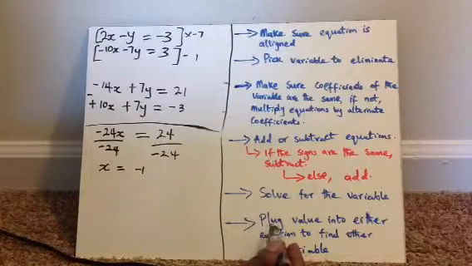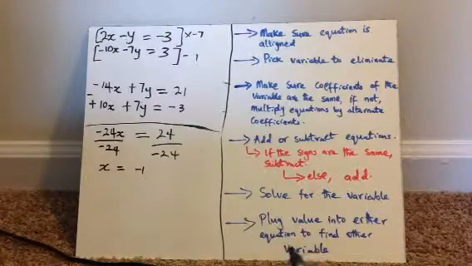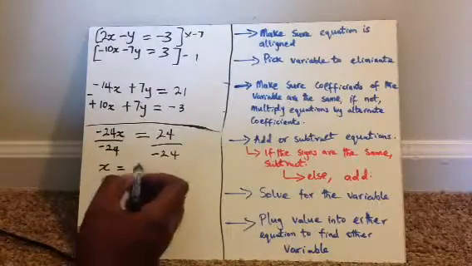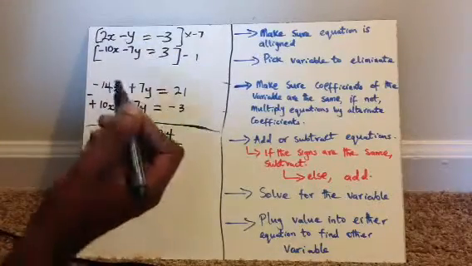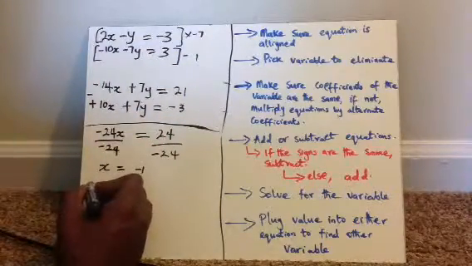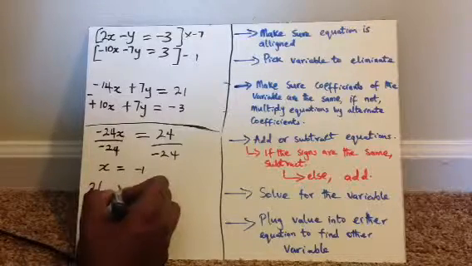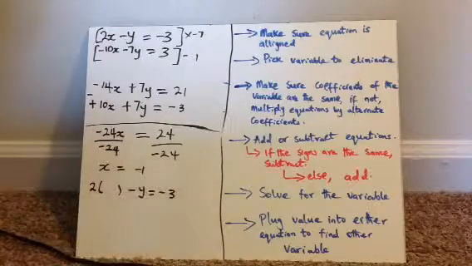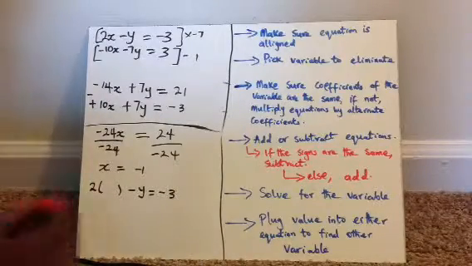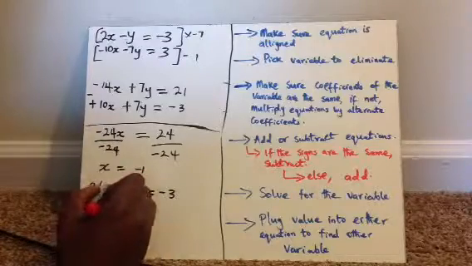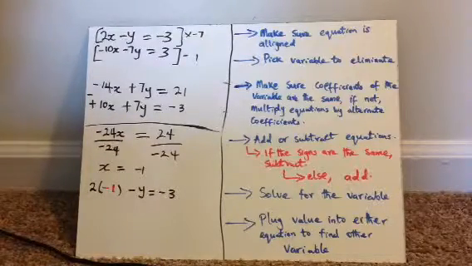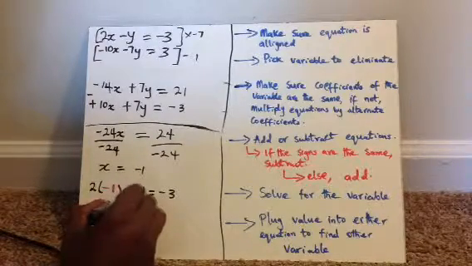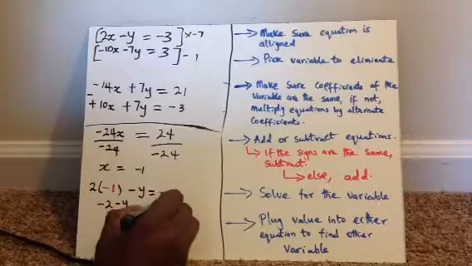Now in the final step, plug value into either equation to get the other variable. You have the value for x is minus 1, so you plug it into either equation. Let's go with the first one. So we have 2 and put in parentheses minus y equals minus 3. Now inside the parentheses you put in the value for x, which is minus 1. So now we have minus 2 minus y equals minus 3.